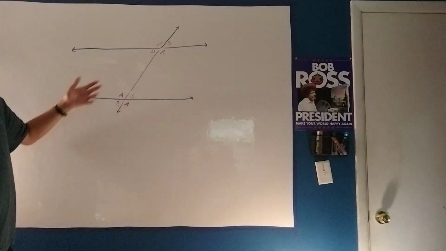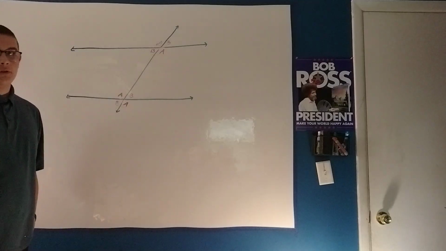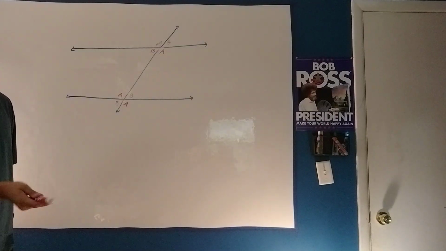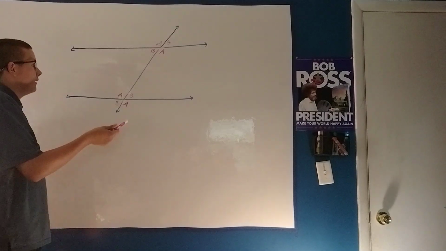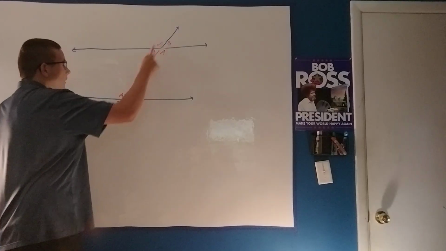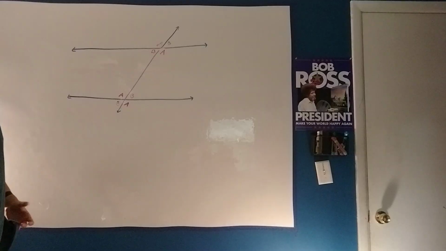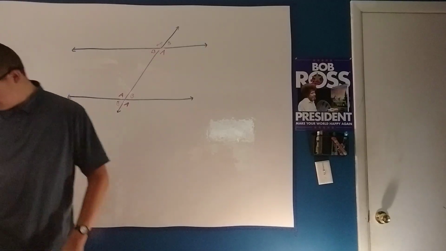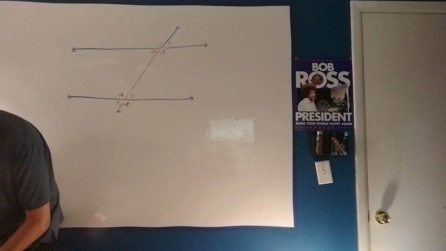And with that, now that you have proved it mathematically, when just looking at it, you can look at this and say, well, there's an obtuse angle and an acute angle. So all of the obtuse angles are going to be the same and all of the acute angles will be the same. Right?